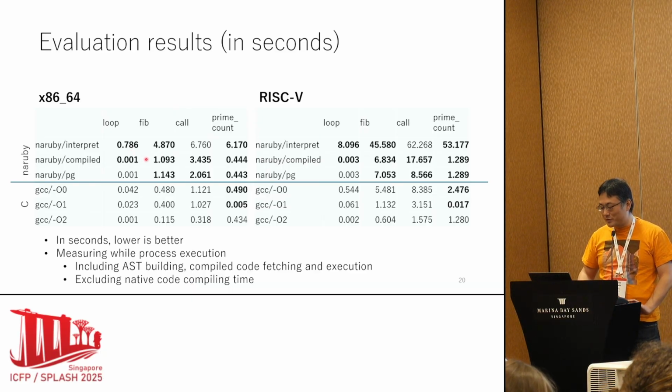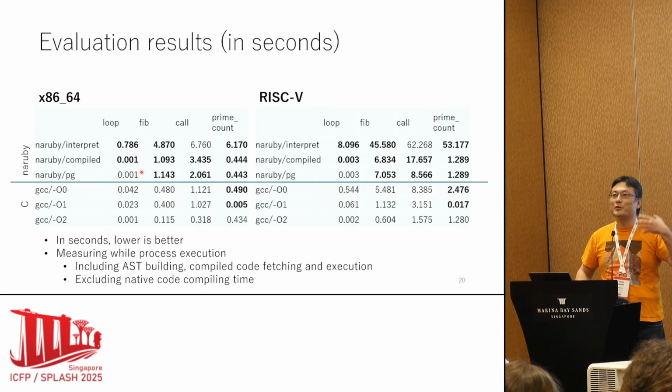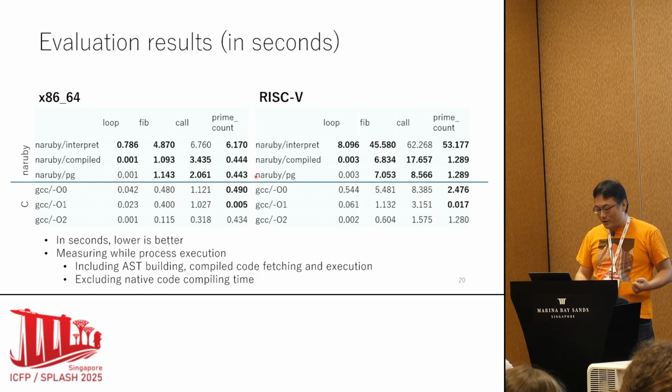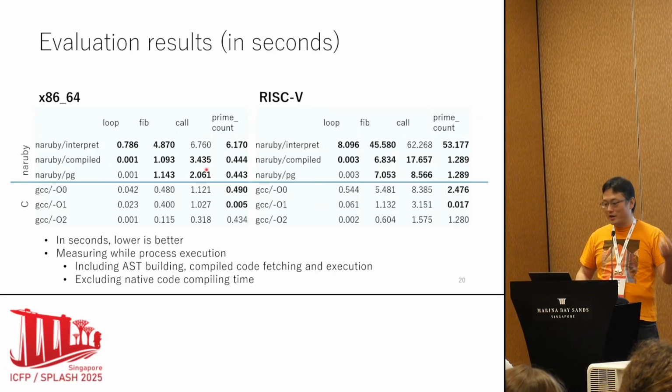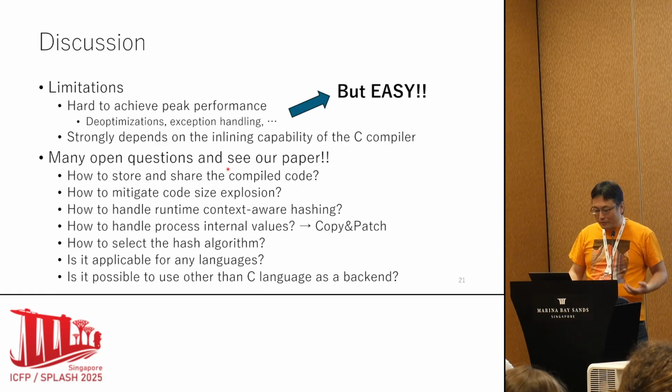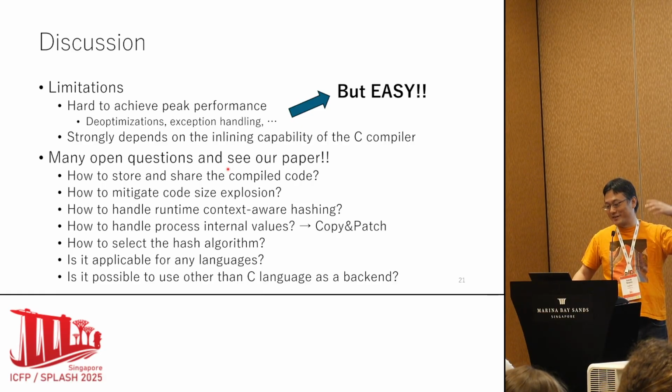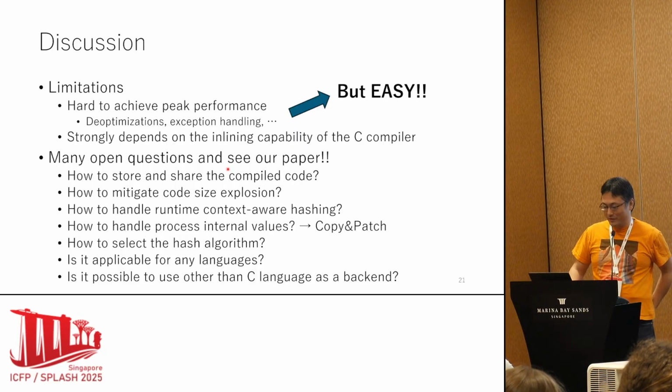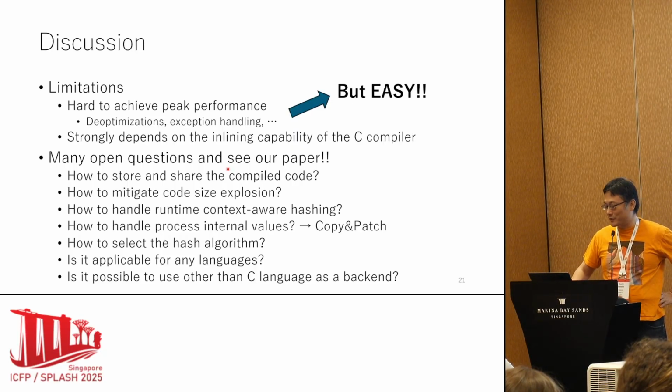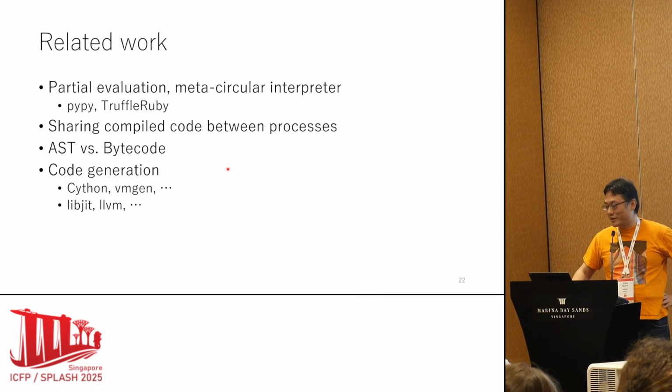So checking the results, the interpreter, compared with the tree walking interpreter, of course it is very fast, and the C compiler optimizes the empty loops. So with the null operation, and the call operation can be optimized with the profile guided one with the node call2. So we have much discussion, but there is no time. So please see our paper. We have many open questions and some limitations for this approach, and we have many related works.